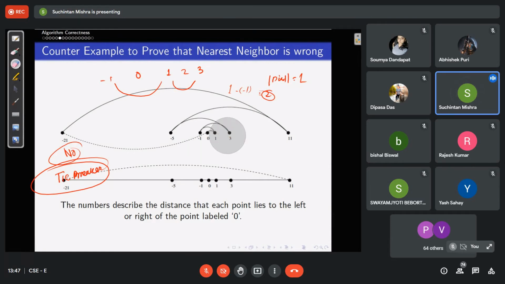Now let the robotic arm start here. It goes to this point, that is 1. From 1, there is a tie again. There is no tiebreaker given in the algorithm. So it goes to point minus 1. From point minus 1, there is 1 point here, there is 1 point here. Are they equidistant points? Similarly, if you see, they are equidistant points.